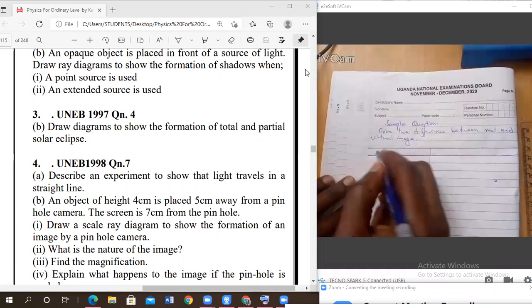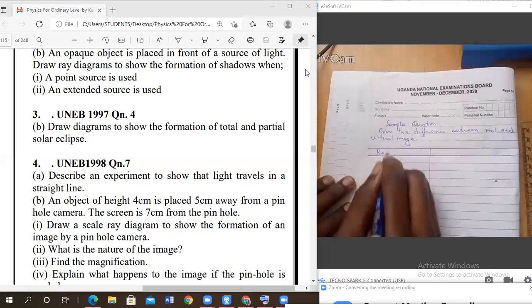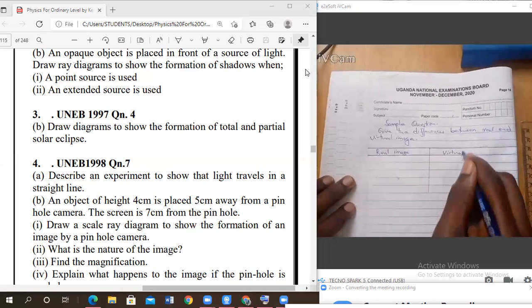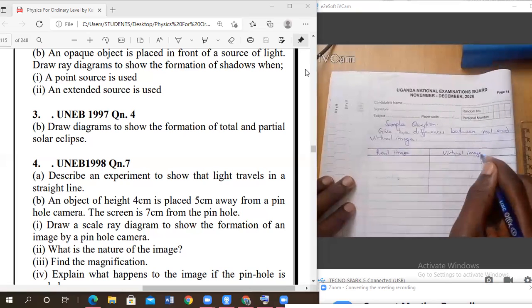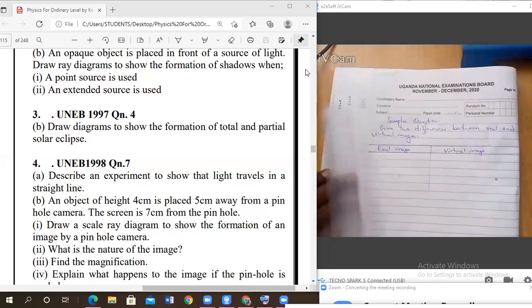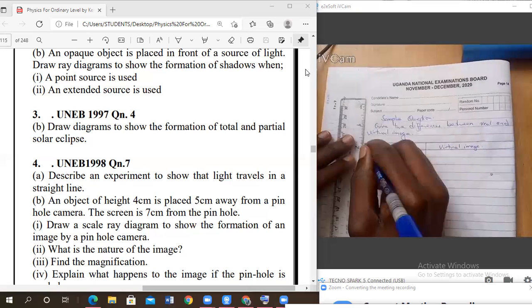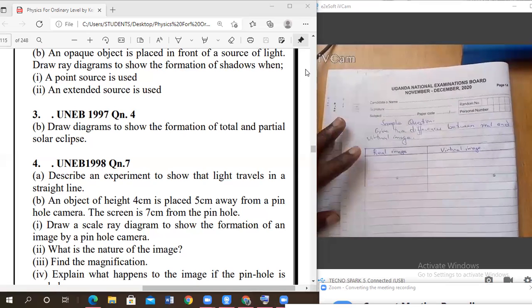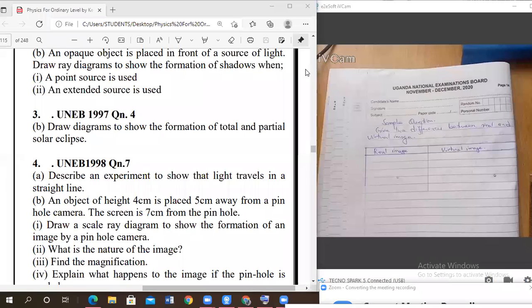So here we shall put what? Real image, then virtual image. And your answers must be chronological. What do we mean? When you say a real image is formed on the screen, the other one must be in the same line. They must be chronological. They must have the same meaning.